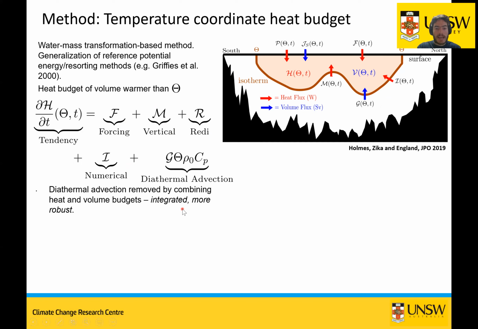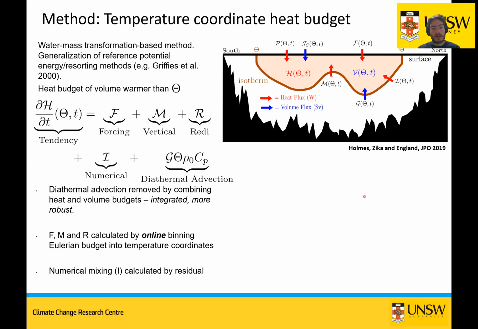There are some details about how we do this. We can get some advantage by combining it with the volume budget, which I've described a bit more in this paper, which gives us more robust results. And we're doing all of our budget terms online. So we're binning our online heat budget terms into temperature coordinates online, so we capture all the temporal variability. Again, please have a look at the preprint if you're interested in more details.